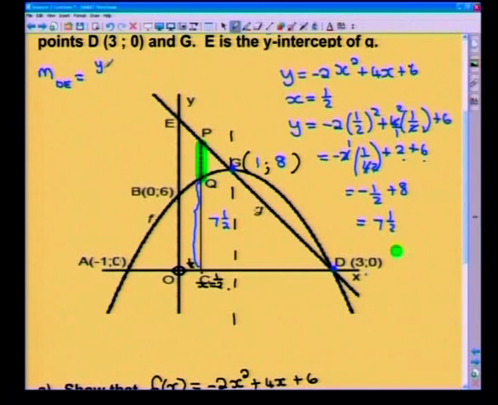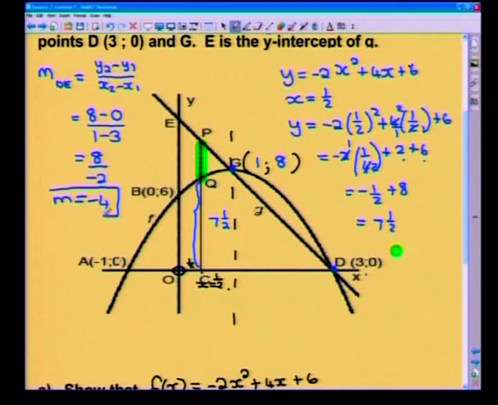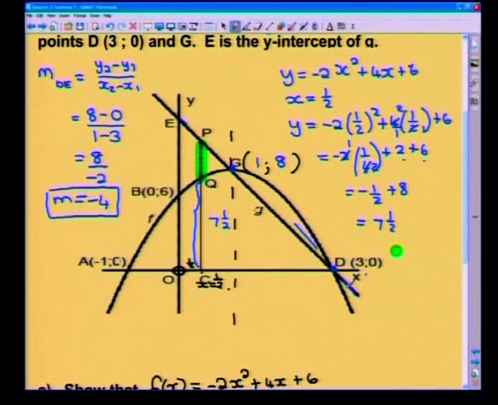Remember our gradient formula is y2 minus y1 over x2 minus x1. So looking at that, we can use 8 minus 0 and 1 minus 3, which gives me 8 over minus 2, which gives me a gradient of minus 4. Now, is it possible that this has a gradient of minus 4? Whenever you find an answer, I would like you to test for yourself whether it is feasible. If the gradient is negative, the line should slope downhill. Let's see if that's true. Yes, it is. There's the line going downhill. So that makes perfect sense.